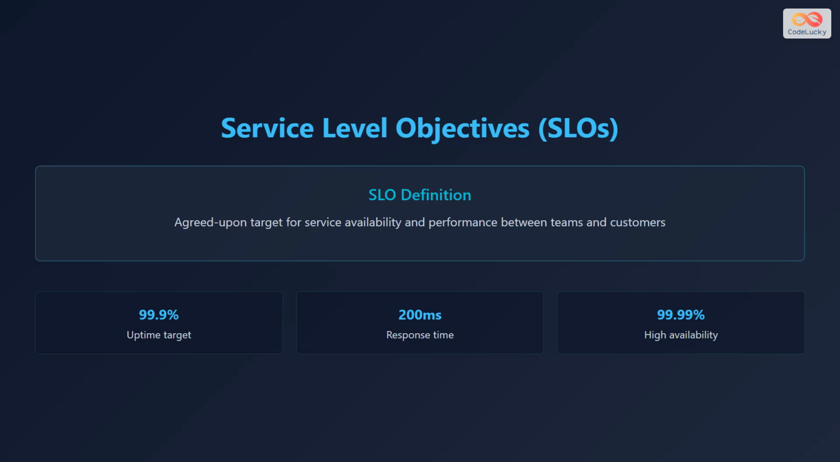Service level objectives, or SLOs, are agreed-upon targets for service availability and performance negotiated between teams and their customers or stakeholders. An SLO of 99.9% uptime allows approximately 9 hours of downtime per year. An SLO might also specify response time targets, such as average response time of 200 milliseconds. For mission-critical systems, organizations might target 99.99% uptime, allowing only about 50 minutes of downtime per year. These objectives serve as a shared agreement about what level of service is expected and acceptable.